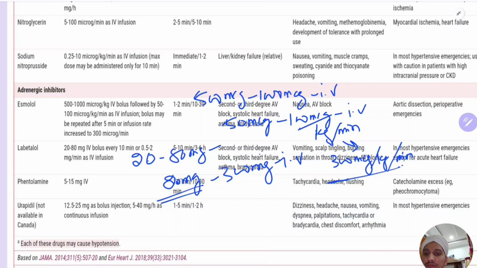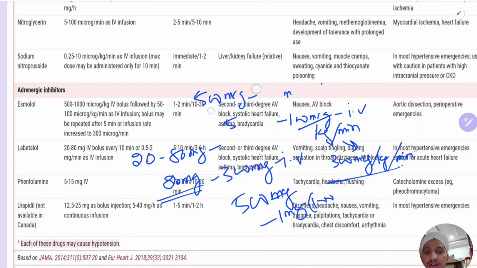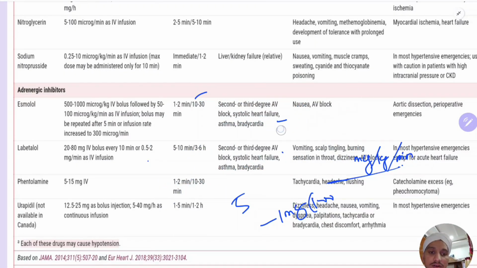Or if you are giving it as a bolus, you can repeat the bolus of 500 microgram to 1 milligram, nothing but 1000 microgram, after 5 minutes. You can give it by two methods, either by repeating bolus doses or giving the drug as a continuous infusion. Infusion is always safer. That's why infusion is preferred. So that's about Esmolol.